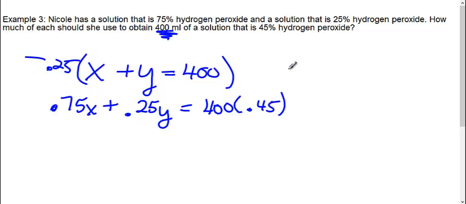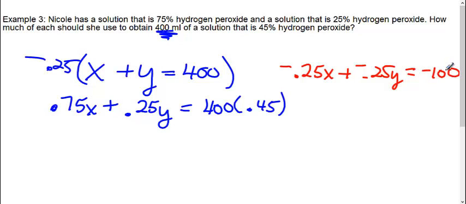So negative 0.25 times x, I get negative 0.25x. You can use substitution if you like that better. You'll get the same answer in the end. Equals, now 400 times 0.25 is 100, so negative 100. And then I'm just going to rewrite this bottom one, 0.75x plus 0.25y. Let's multiply this out. 400 times 0.45, I get 180.